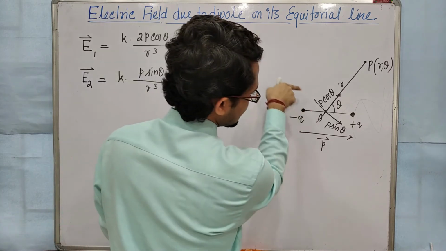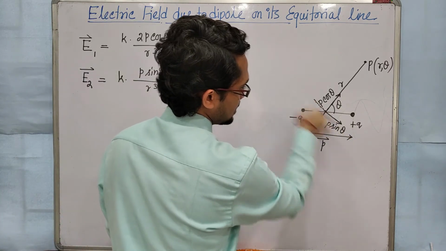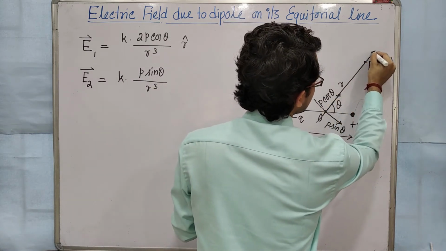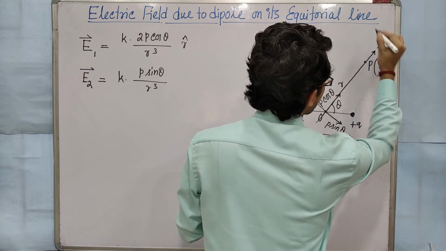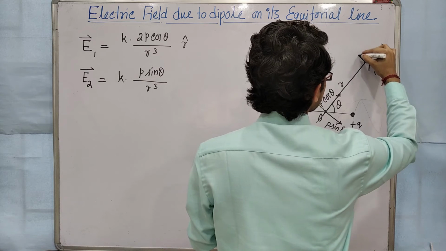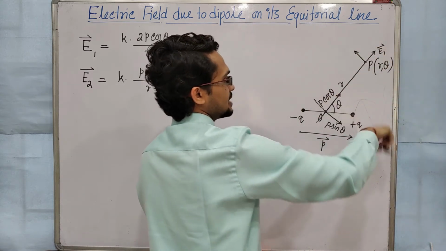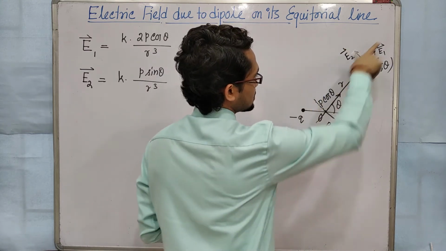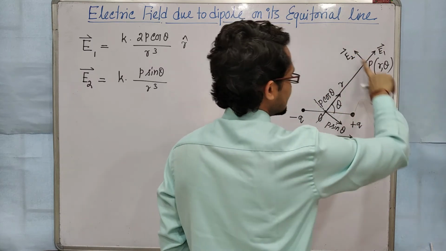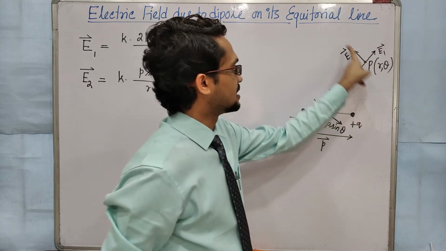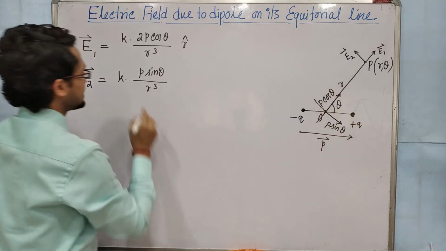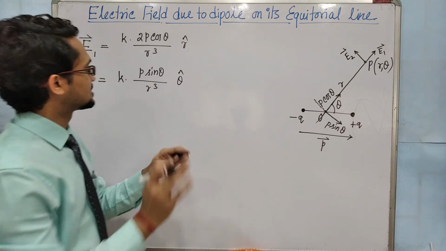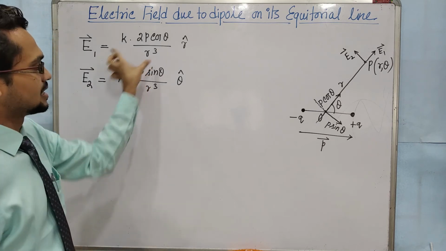So here this is the direction of dipole moment, but the field will be directed in this direction. Due to P cos theta, it will be in this direction, so E1. And due to P sin theta, it will be in the opposite direction. P sin theta is going in this direction, but the electric field will go in this direction, so I am writing it as E2. This is the direction of r, so r cap, and this is the direction of theta, along E2, so it will be theta cap. Do not think much about r cap and theta cap, only think about the magnitude.